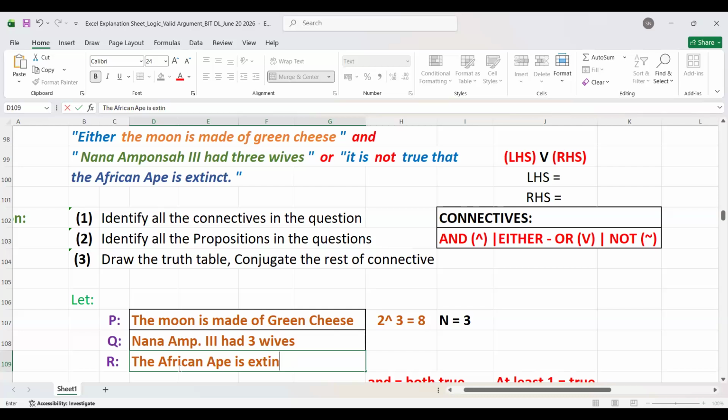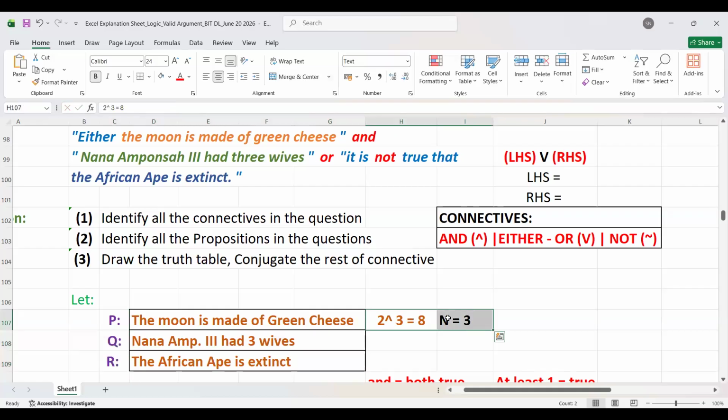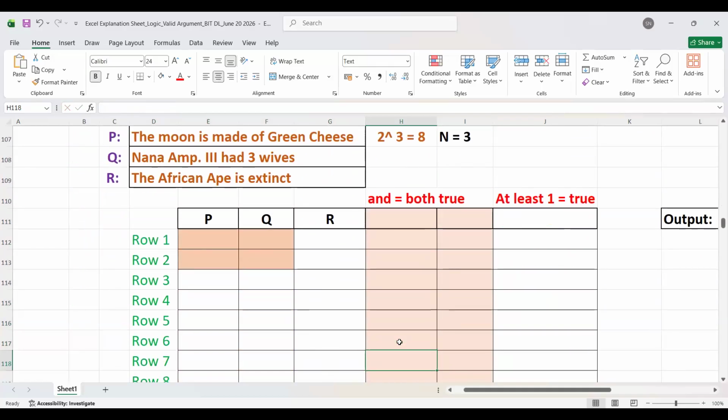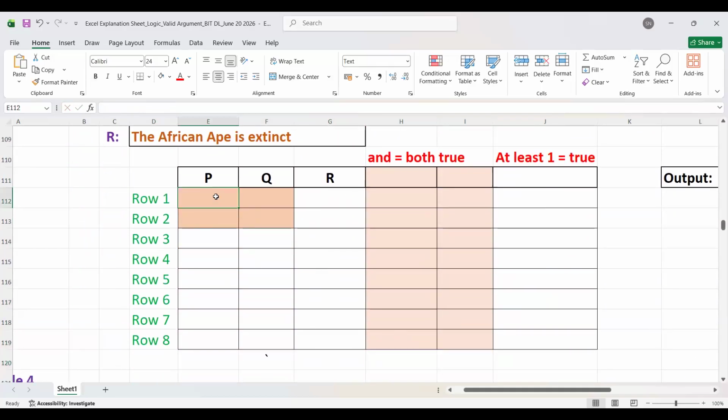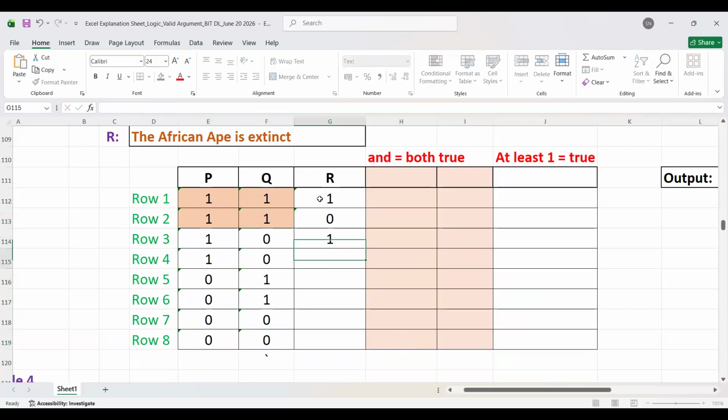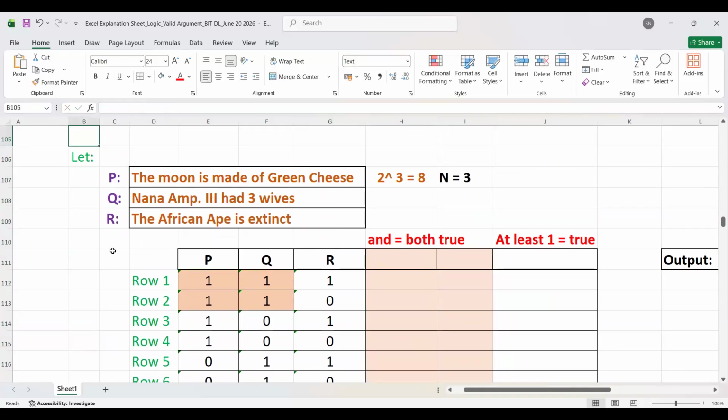Now that should make you realize that P, Q, R means that I have 3 propositions, so 2 to the power 3. And therefore, immediately, my table should have 8 rows. 8 divided by 2 gives me 4: 4 ones, then 4 zeros. Then divide 4 by 2, you get 2 trues, 2 falses, 2 trues, and 2 falses. Divide 2 by 2, you get 1 true, 1 false, 1 true, 1 false, 1 true, 1 false. Okay, so this is where it becomes handy, if you understand what it's all about.